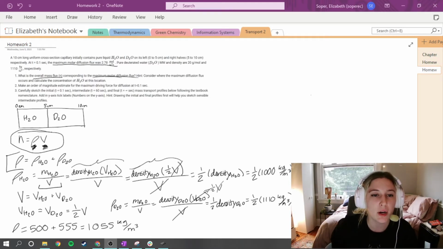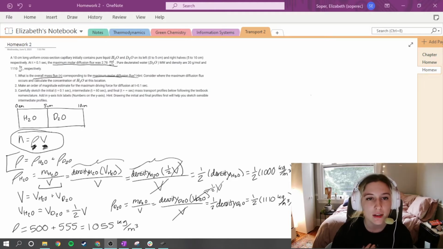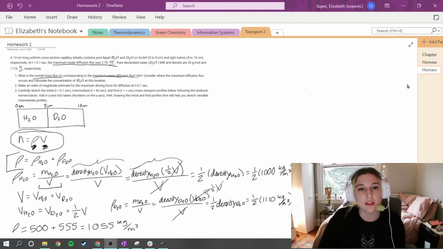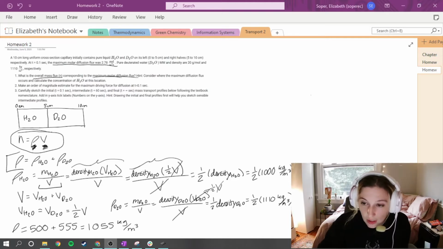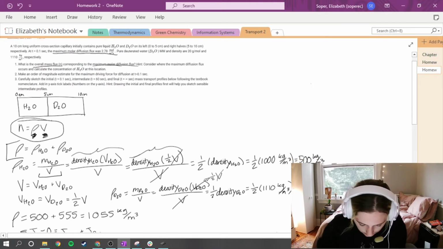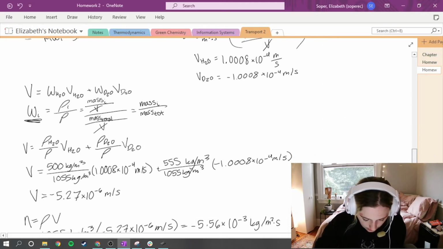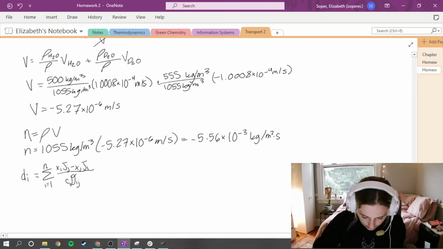So the second part is to make an order of magnitude estimate for the maximum driving force for diffusion at t equals 0.1 seconds. And as a reminder, at 0.1 seconds, the max molar diffusion flux is 2.78 moles per meter squared seconds. So first, let's look at the equation for the driving force. And I wrote that down here. Let's make us some more room.